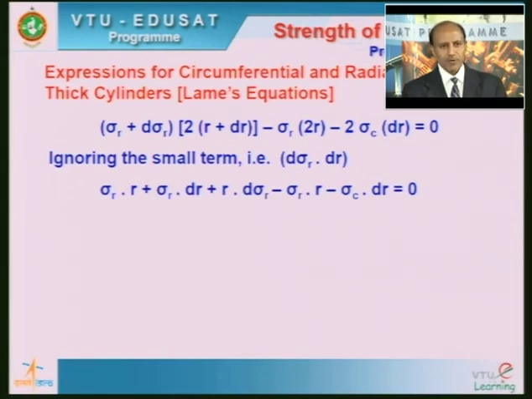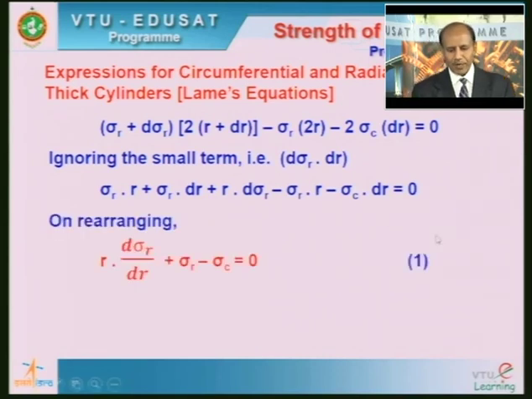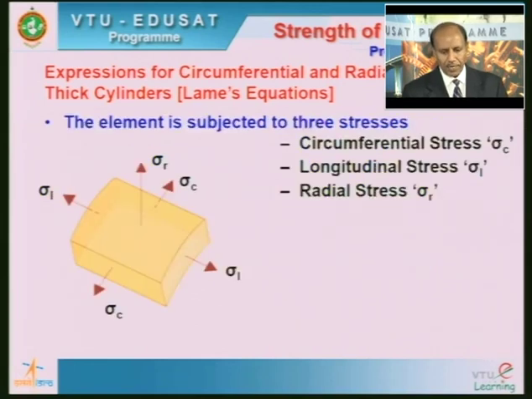So I am going to further simplify this equation. It's just simple calculations, and we rearrange, and then you get this important equation that we will be holding on to. The equation that we get is r into d sigma r by dr plus sigma r minus sigma c equal to 0. So that's one important equation that we have here. We just keep it, and then we will come back to that equation later.